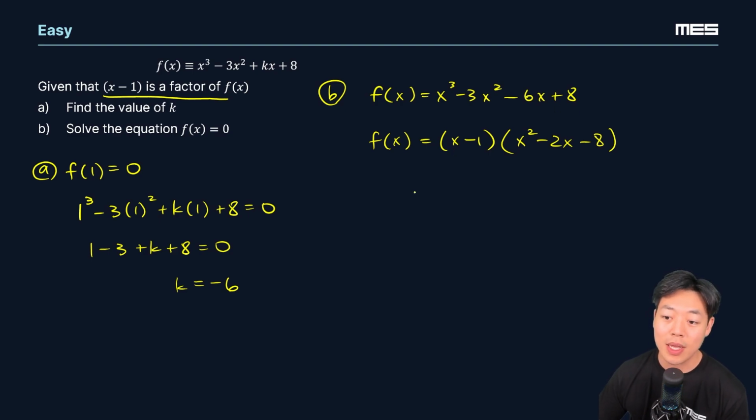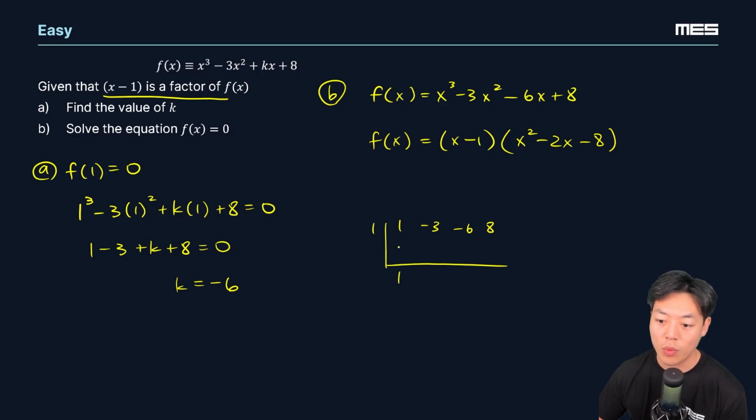If you didn't like this method, another way you could use is synthetic division. We could have done 1, minus 3, negative 6, and 8, and we'll divide by the opposite of this negative 1, which is that 1. So we bring the 1 down. 1 times 1 is 1. We add, that's negative 2. 1 times negative 2 is negative 2. And then once we have that, that'll be negative 8 once we add down. 1 times negative 8 is negative 8, and we get that 0. That's how we get 1x squared minus 2x minus 8.